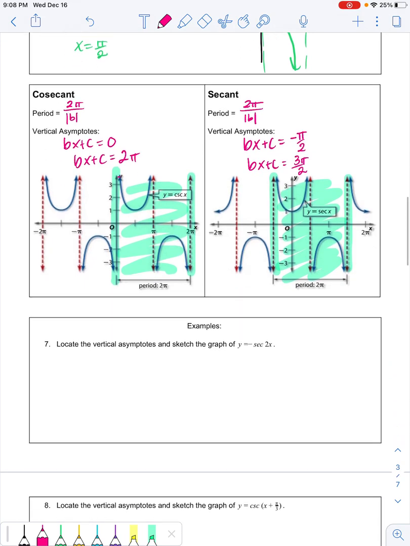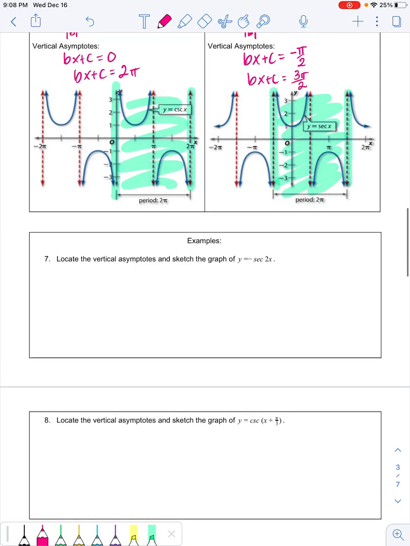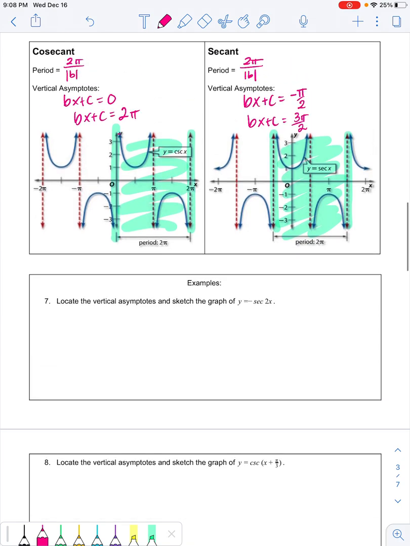Okay, so number 7, locate the vertical asymptotes and sketch the graph of y equals the negative secant of 2x. So vertical asymptotes, easier calculation. Because it's secant, we're going to set that bx plus c, which is just 2x, equal first to negative pi over 2, and then equal to positive 3 pi over 2.